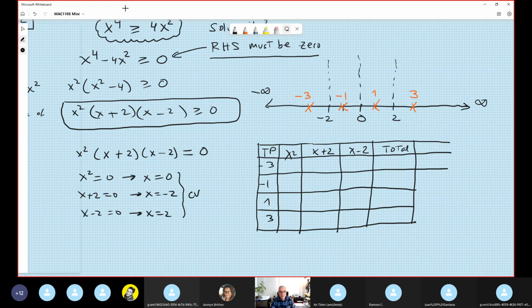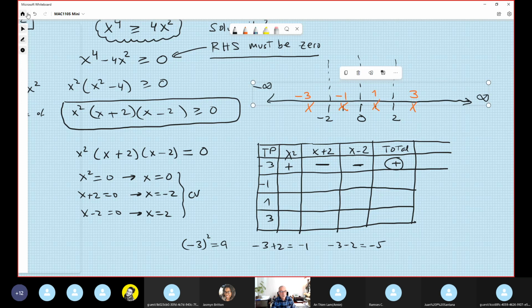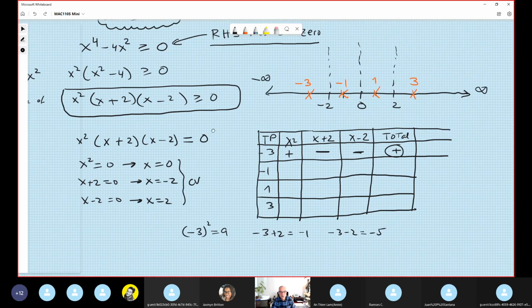No, it's okay. Okay, so now remember, plug it in, -3. Oh, -3 squared is 9, positive. Okay, so -3 plus 2 is -1, negative. -3 minus 2 is -5, negative. And 2 negatives make a positive. -1 squared. Look here. Push. What are you doing? -1.